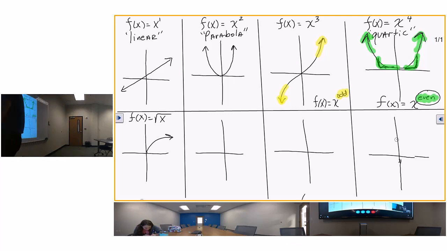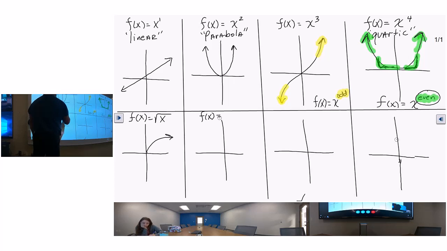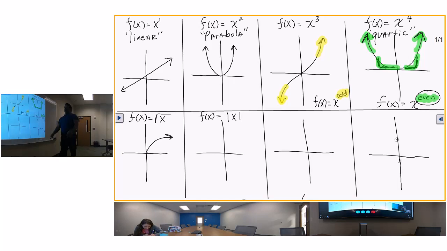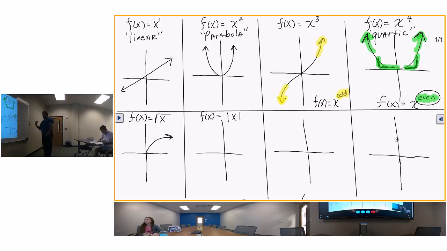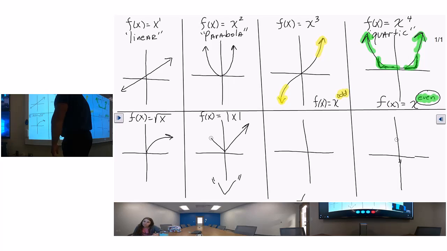Okay? F of x is equal to the absolute value of x. This is easy to remember. Absolute value, absolute vodka, especially for you alcoholics. Absolute value, absolute vodka. Vodka and value start with a what? V. So it looks like a V.